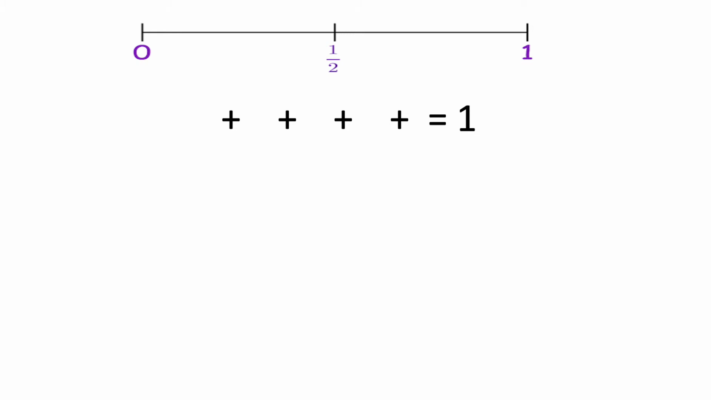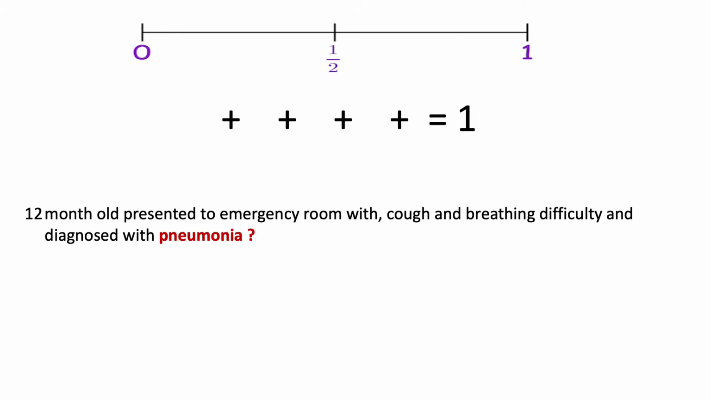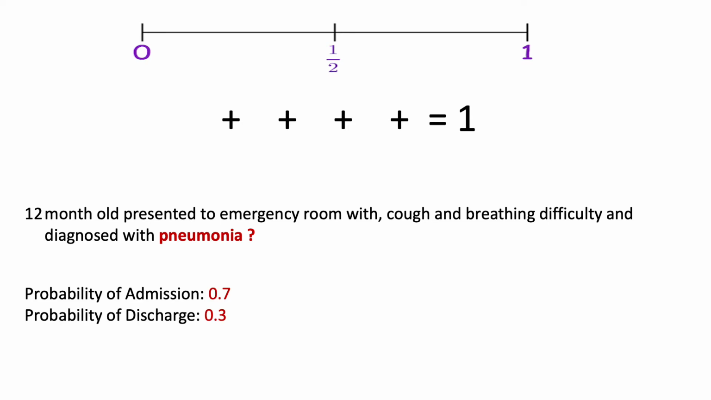The total probabilities of all possible events in each trial is equal to 1 or equal to 100%. Going back to the infant who came to ER and diagnosed with pneumonia, there are two possibilities. Either he will go home or will be admitted to the hospital. If we say the probability of admission is 0.7 or 70%, so the probability of going home is 0.3. The total probability is equal to 1.